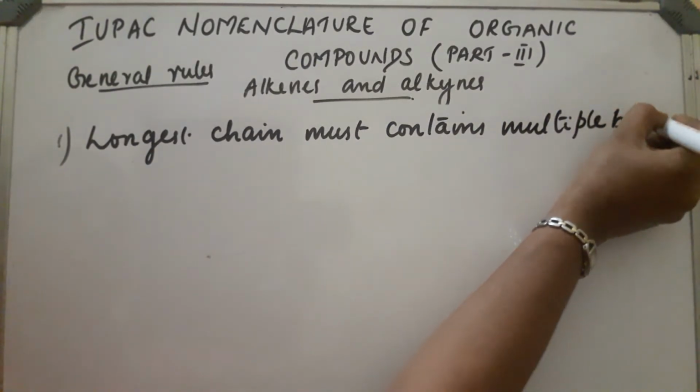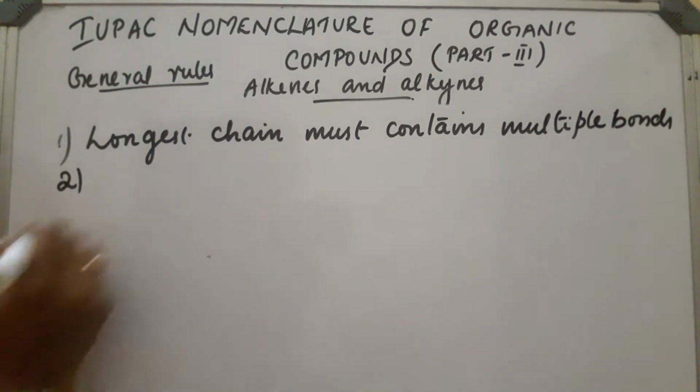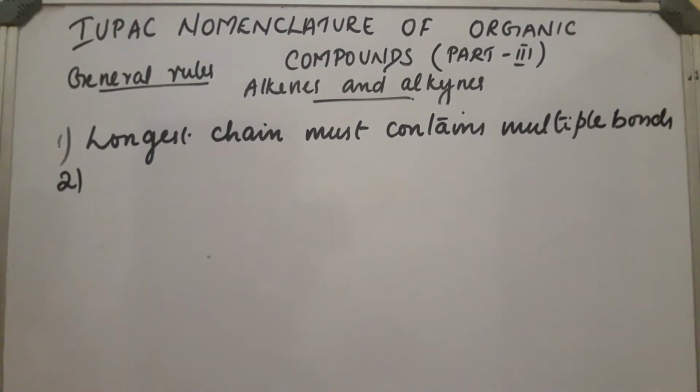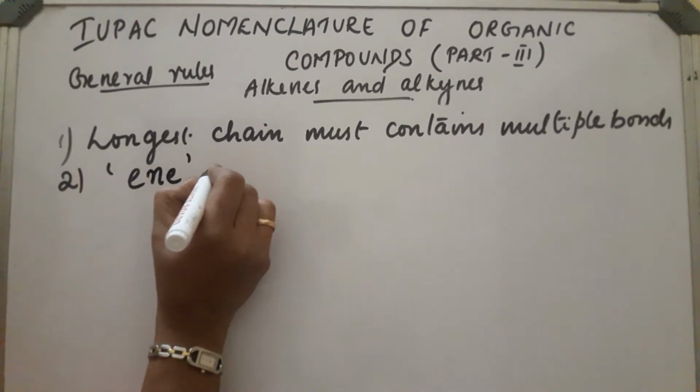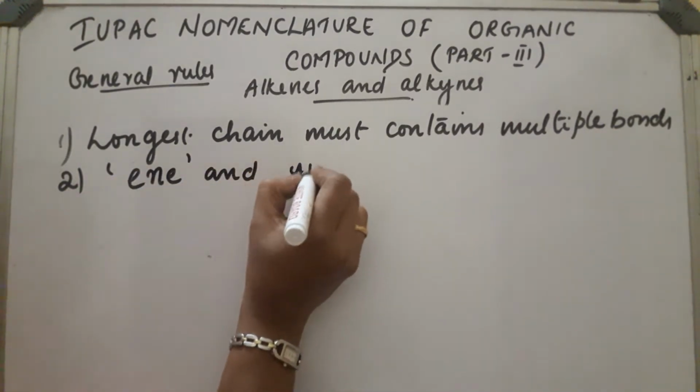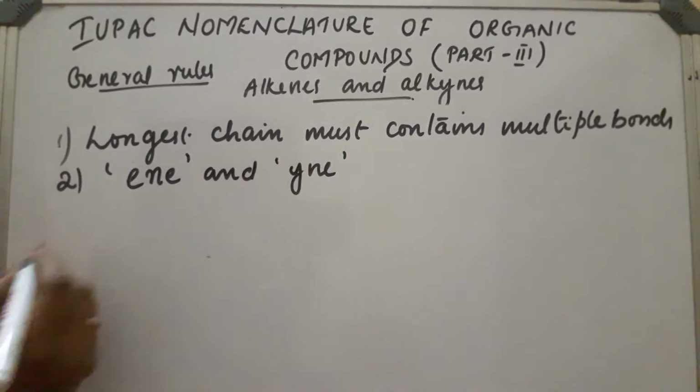Second point: in alkanes we use "ane" as the suffix, but here this "ane" is replaced by "ene" for alkenes and "yne" for alkynes. This is the second rule.